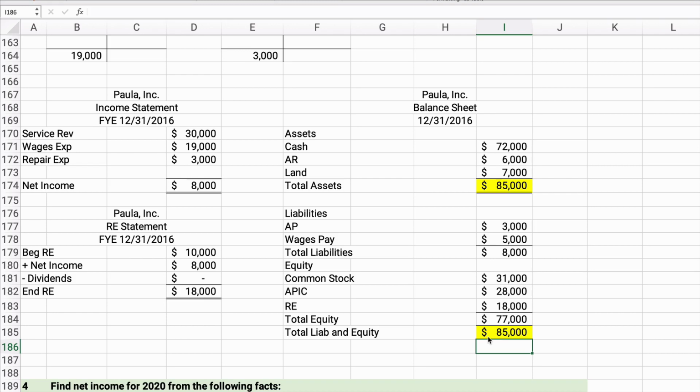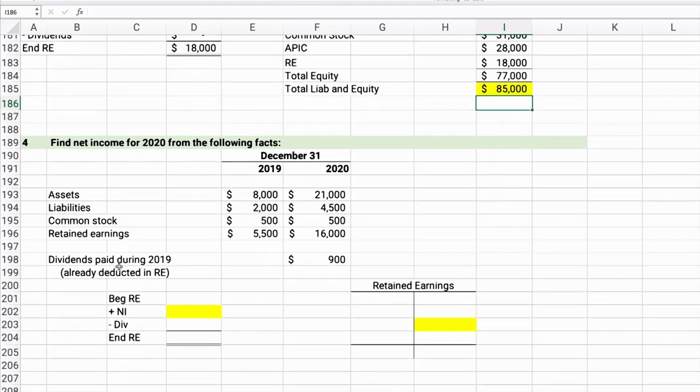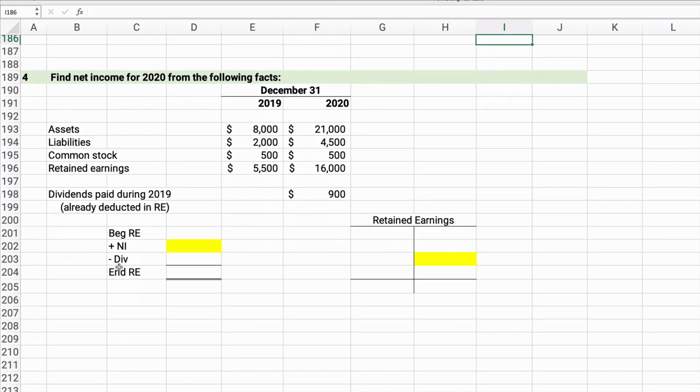The balance sheet balances. Okay, we got one more small little problem. So let's do this one. Let's say we want to find net income. We have some information. We have beginning and ending assets. Now, for the year 2020, the beginning would be the end of the year 2019. For 2020, the beginning assets are $8,000 and the ending assets are $21,000. We have liabilities, we have common stock, and we have retained earnings. We paid dividends during the year of $9,000.